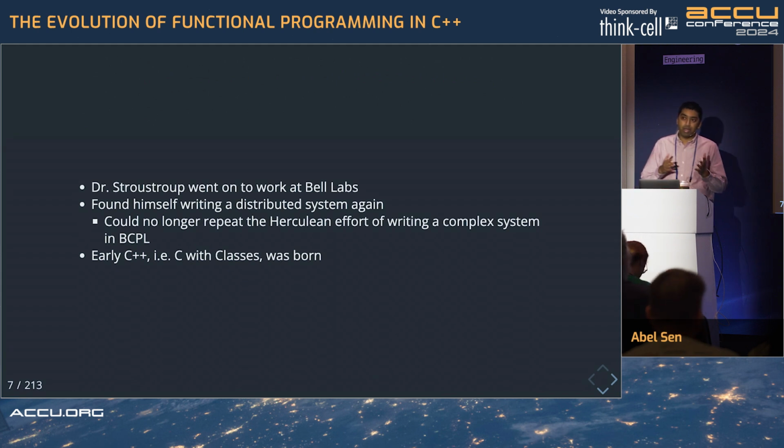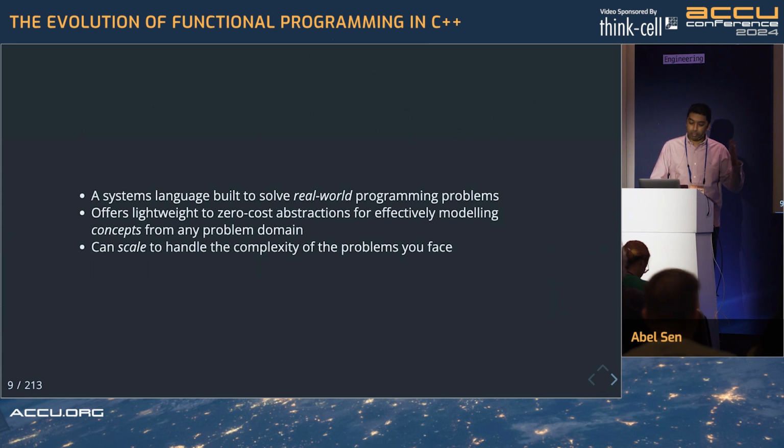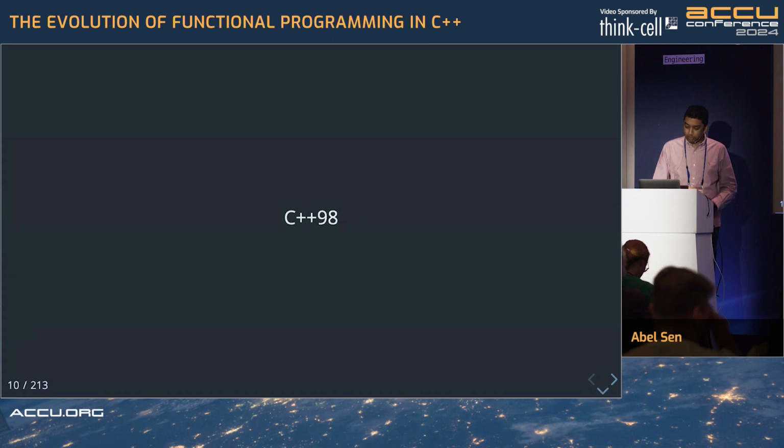So when it came time for Dr. Stroustrup to work at Bell Labs in Murray Hill, New Jersey in the States, he eventually found himself once again working on a distributed systems problem. And it was at that point that he realized that he couldn't repeat the Herculean effort of writing such a system in a language like BCPL. And that was really the impetus for the creation of what was then known as C with classes and what we now love and enjoy as C++. I believe I'm going to skip over this slide, but basically this gives you some idea of the core ethos and principles of C++. For the sake of time, we're going to move on.